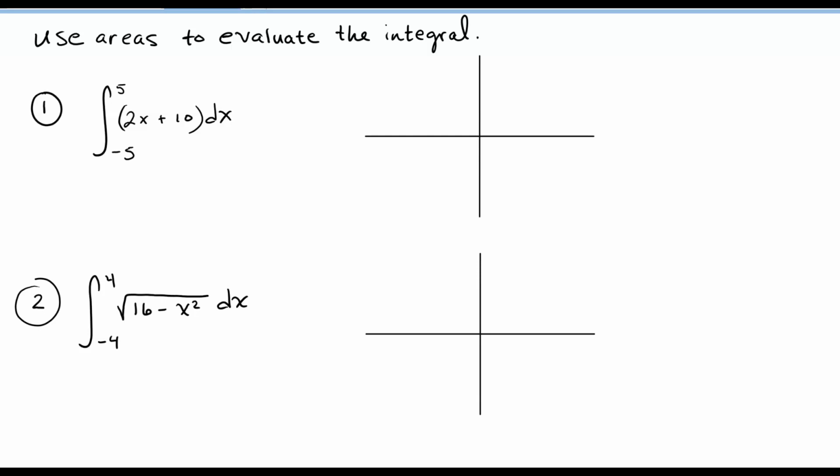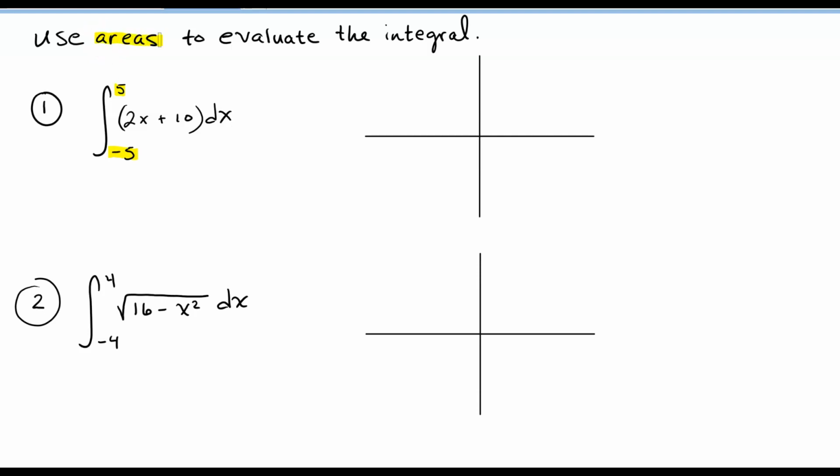Okay, in the following two examples, we are given two definite integrals. And what exactly is a definite integral? It's an integral that has an upper limit and a lower limit of integration. And so what we're talking about here is we're looking at a function specifically over a set of values. And the instructions here say use areas to evaluate the integral.